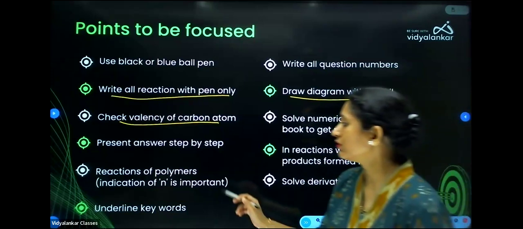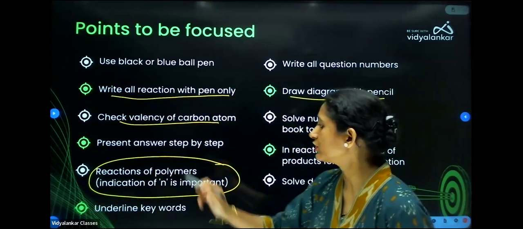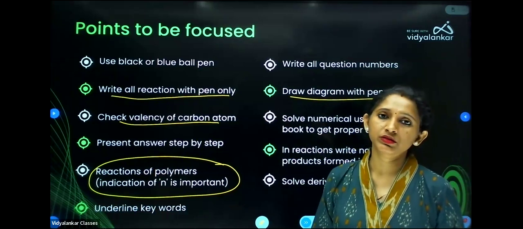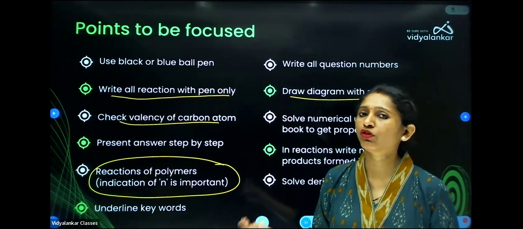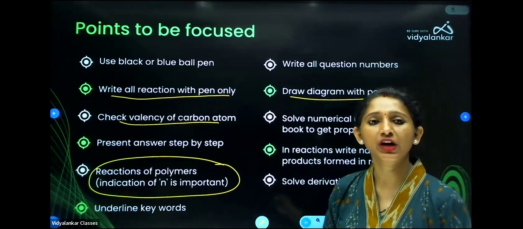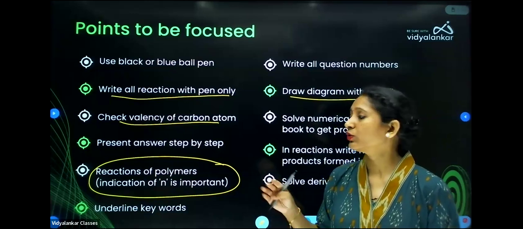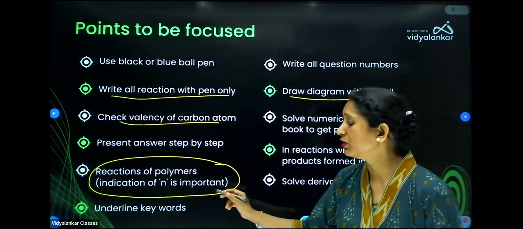Okay, now this is again very much important. This is related to our polymer chemistry chapter. Now, as you know, this is about polymers. So, polymers are formed from n numbers of monomers. So, writing n numbers of monomer on the reactant side as well as writing n on the product side is very much important. So keep this in mind.